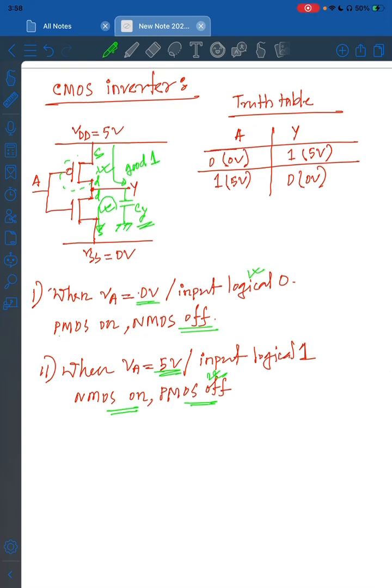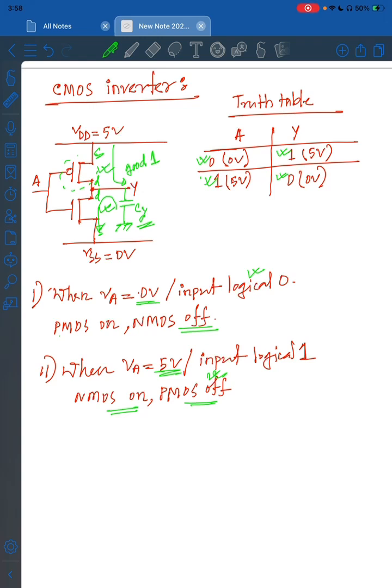Finally, we look at the truth table of the inverter. In an inverter, whenever we put a logical 0 at the input, we get a logical 1 at the output, or logic high at the output, and whenever we put logic high at the input, we get a logical low at the output. And this CMOS inverter follows this property.